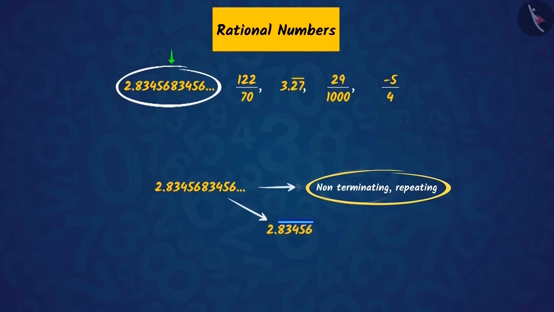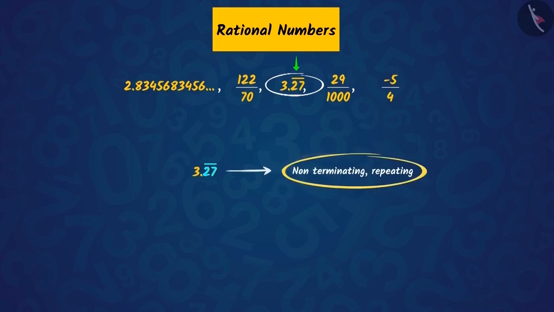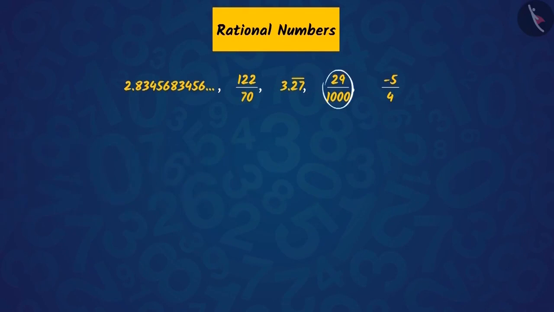What do you understand by this bar above the digits? This bar above the digits represents the group of digits that are recurring. Like in this number, the digits 2 and 7 are recurring. So, the decimal expansion of this rational number will be non-terminating, repeating. So, we can say that if a number has a digit or a group of digits with this bar above them, the decimal expansion of that number is non-terminating, repeating.